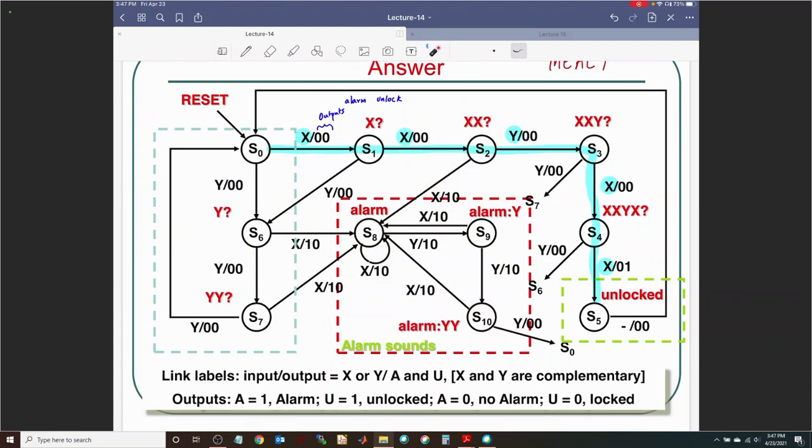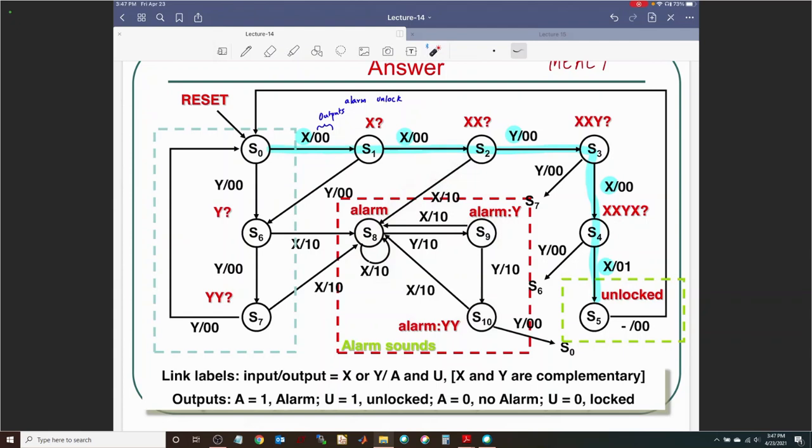Now, we talked about what happens if you're in S8 and you press X. And we talked about what happens if you're in S8 and you press Y. Now, what happens if you're in S9 and you press X? Well, that would be an X out of position. So that would put you back into S8. What happens if you press X when you're in S10? Well, that would be X out of position, put you back in S8.